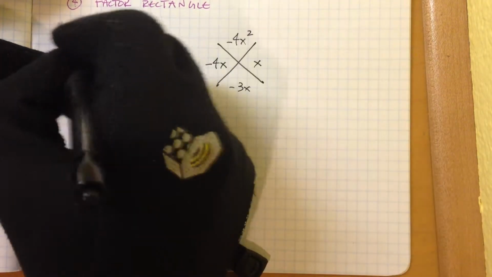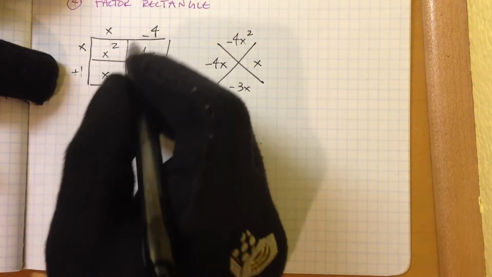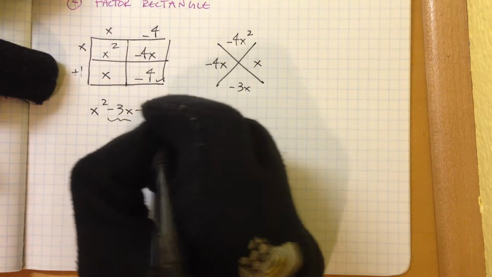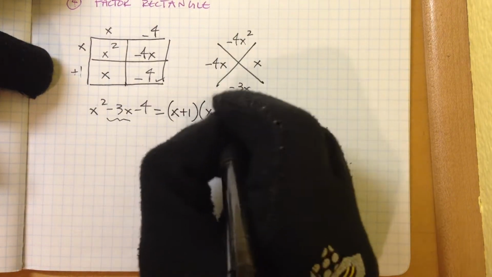It doesn't matter where they go. X times x is x squared. Negative 4, positive 1, and bam, bam, bam. We get that last box. So we now have the factors, x plus 1 times x minus 4.